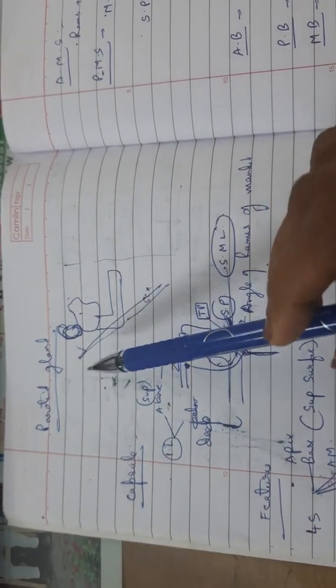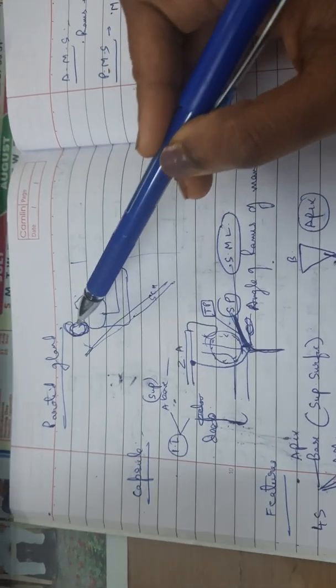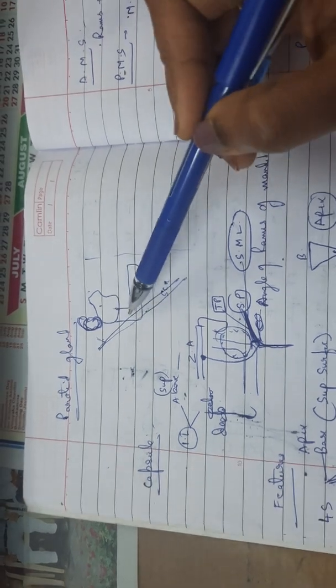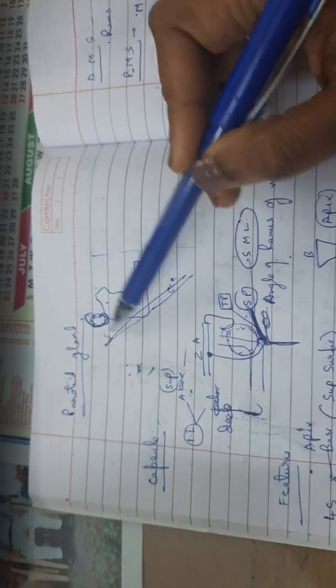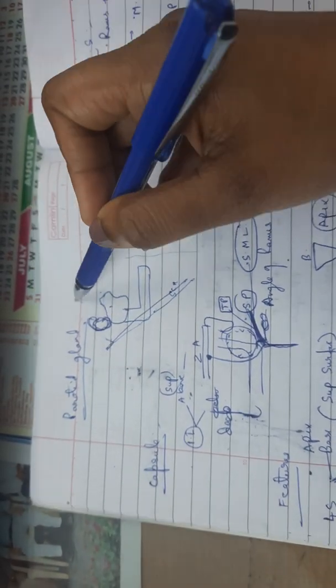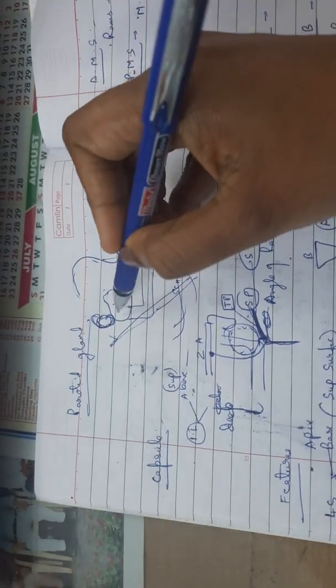So the parotid gland lies below the external acoustic meatus and between the ramus of the mandible and the sternocleidomastoid. So there will be the zygomatic arch also. So this will become like this, the face and all. So this is a parotid gland.